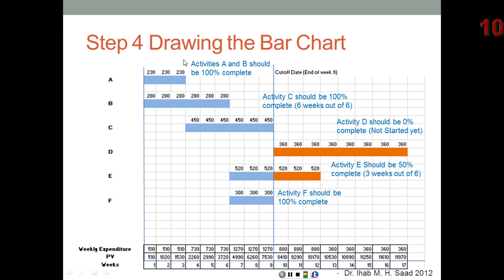So we're going to take these percentages. These represent the percentages of work scheduled. We already had the work performed. Now we have the work scheduled. Think about it for a second now.